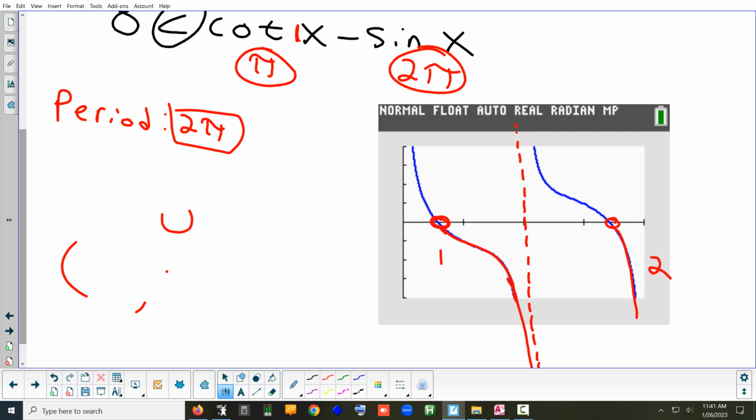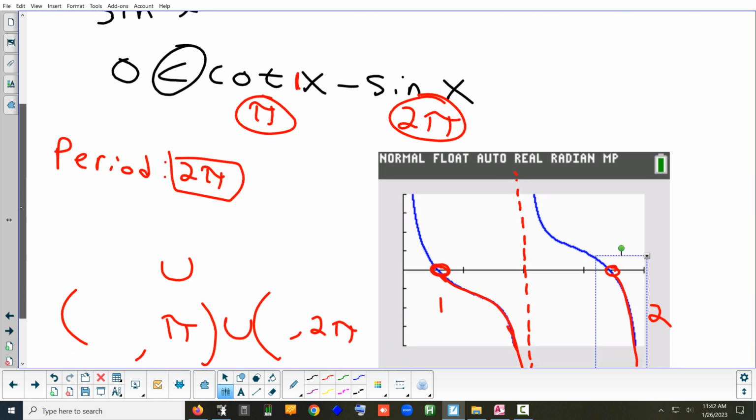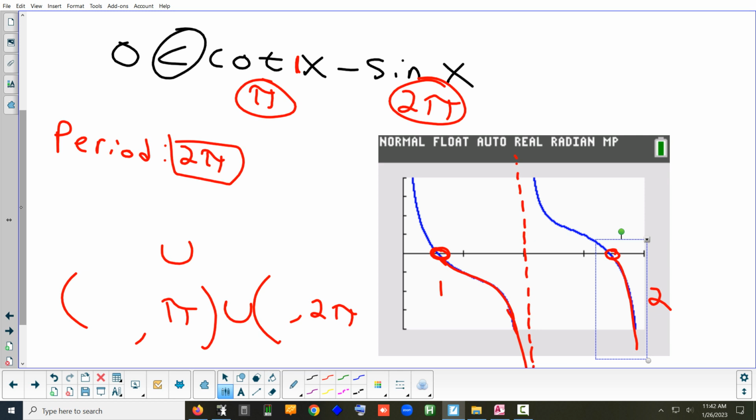So include pi or don't include pi? Don't include it. Now the next section starts where that circle is. Include or not include? Don't include. And we know it's going to end at the right edge of the screen. Do I include or not include the right edge? Not include, because if you include the left, which is 0, you don't include 2 pi, because 0 and 2 pi are the same thing. So not included.